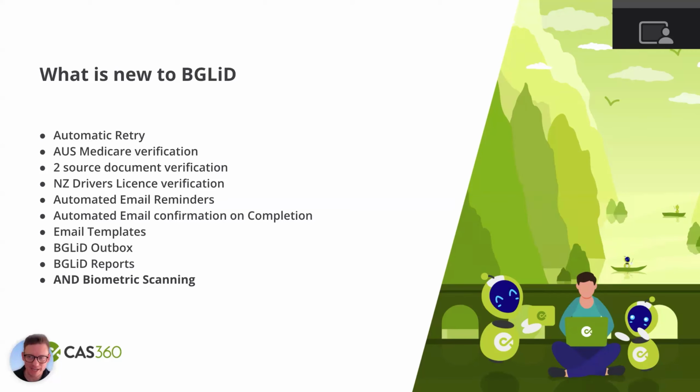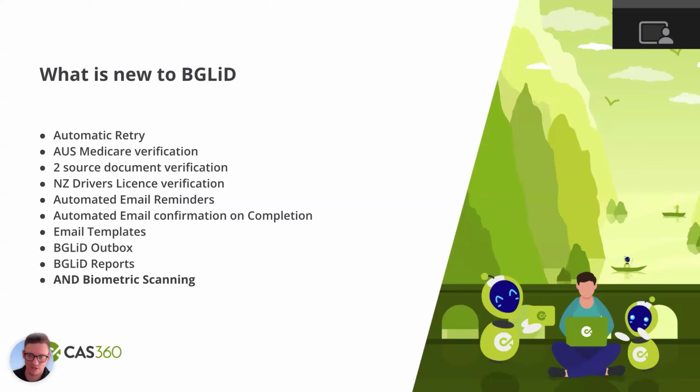Obviously, Australian Medicare verification and 2 source document verification is really important as well. So you can verify across 2 source documents. Again, just adding a little bit more quality and a little bit more detail to the ID verification check. We also do New Zealand driver's licenses.